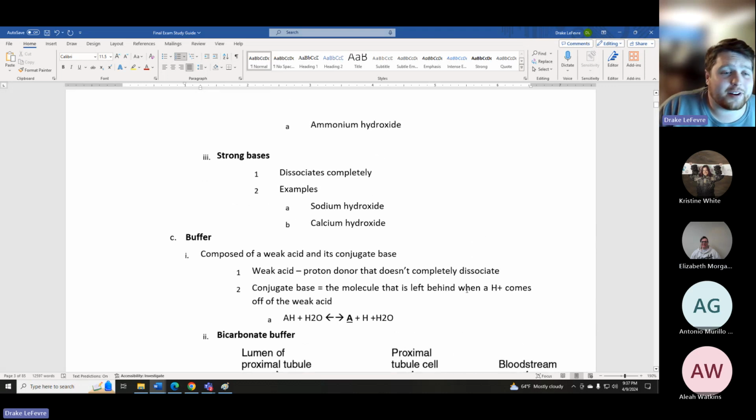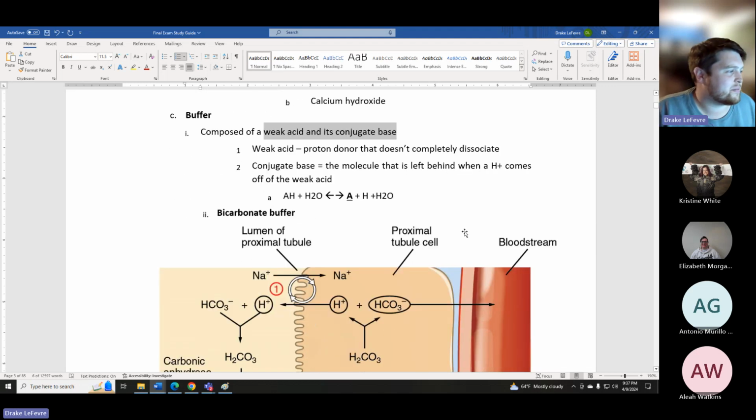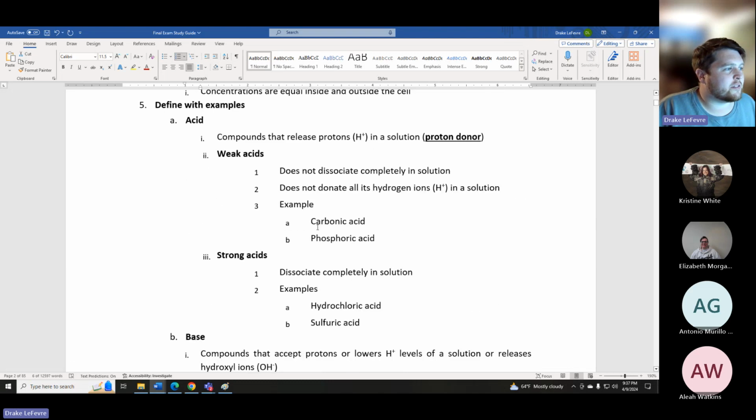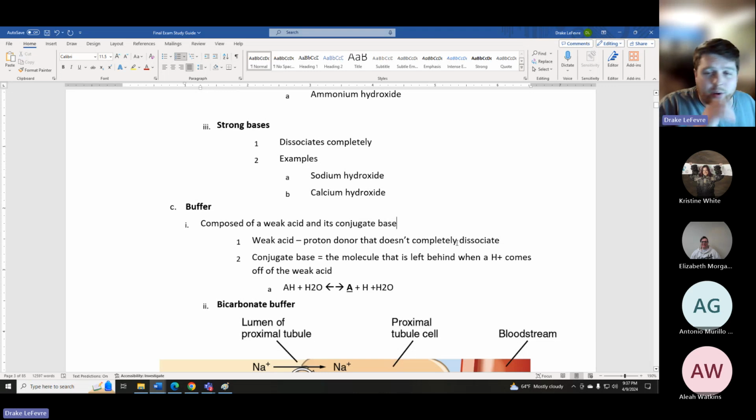A buffer. Does anybody remember what a buffer is? Weak acid and its conjugate base. So a weak acid is one that's not going to fully dissolve. The conjugate base is whatever you put in without its hydrogen. So here, AH is our weak acid. And once the hydrogen comes off, that is our conjugate base.